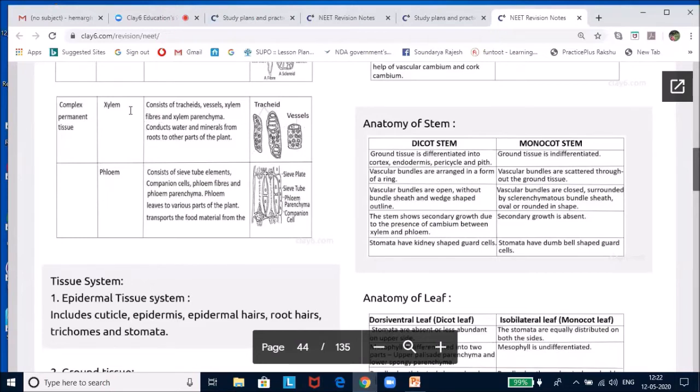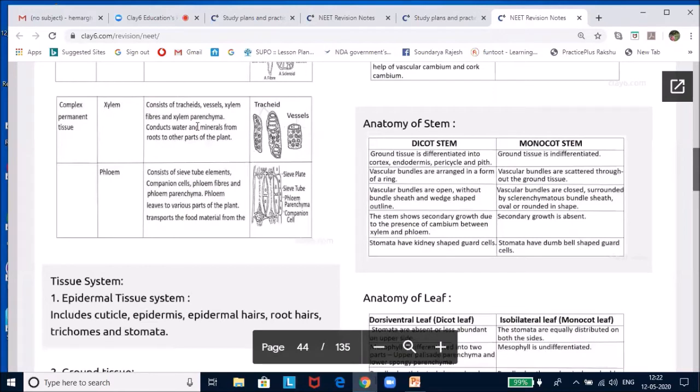You know, xylem is the water conducting tissue of the plant. It provides mechanical support too. There are four kinds of tissues that are seen in the xylem. They are tracheids, vessels, xylem fibers, and xylem parenchyma. Now let us look into each of these cells briefly.